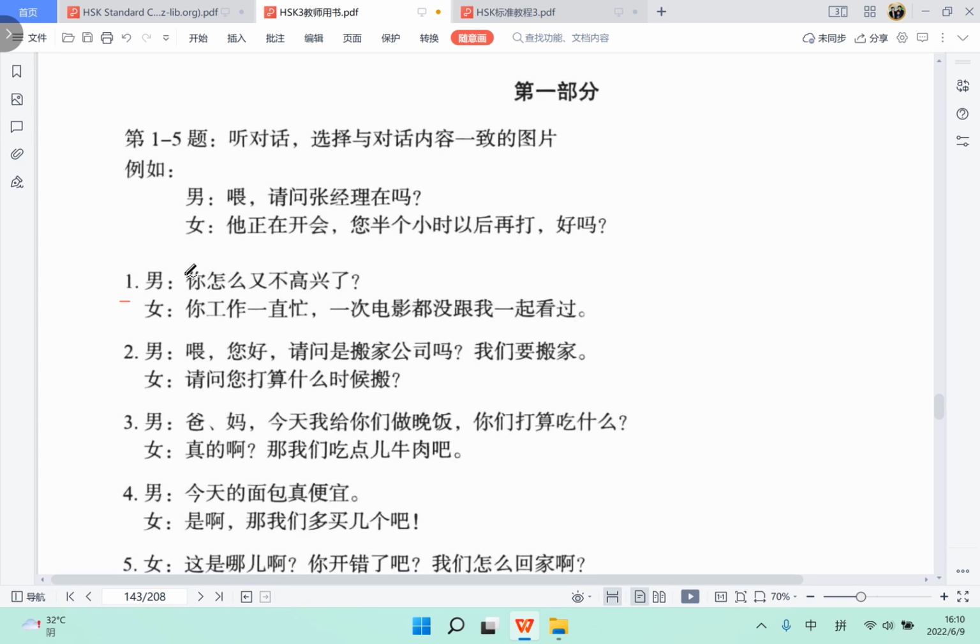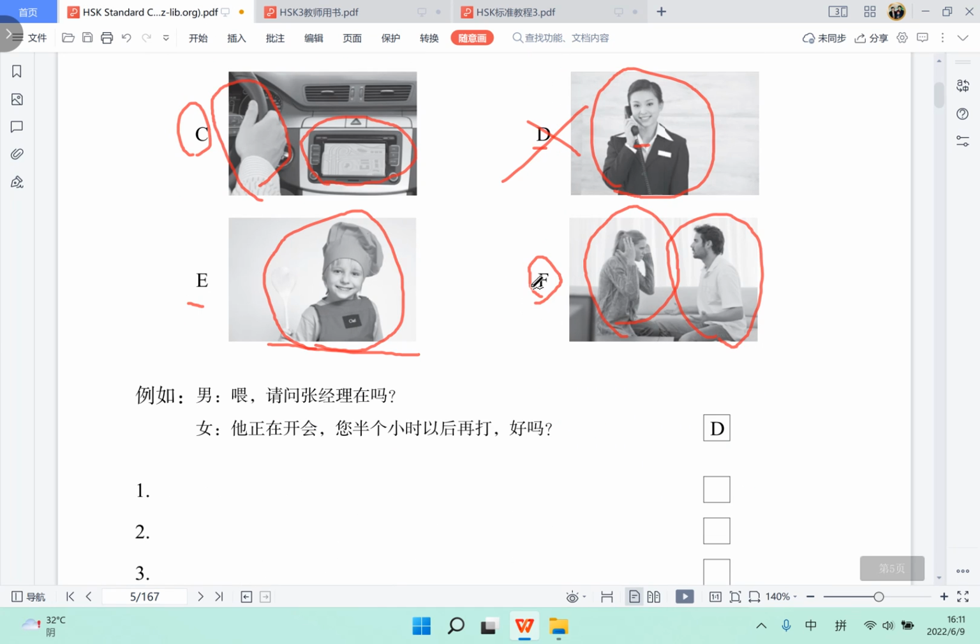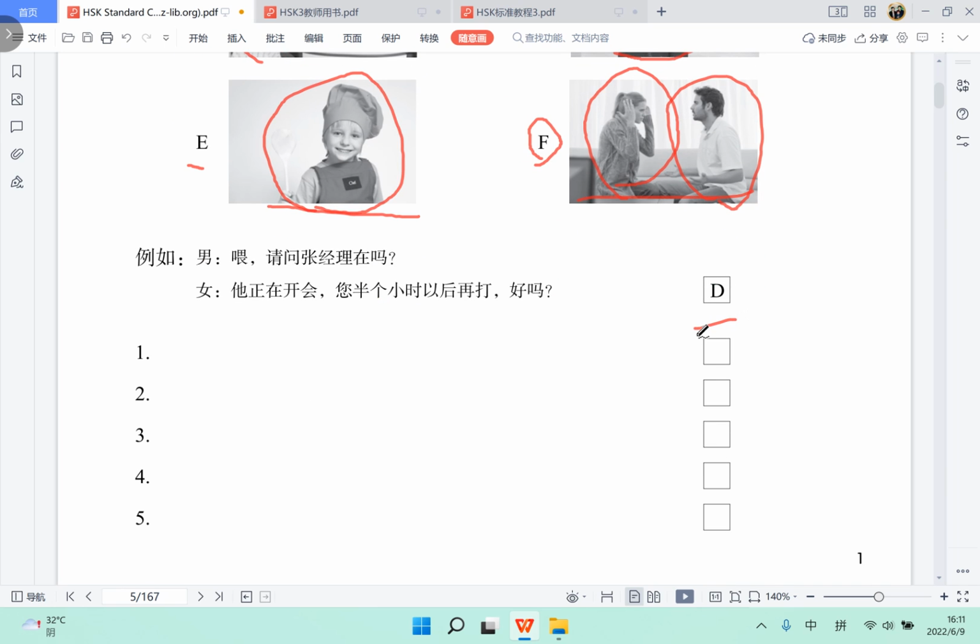First one, 你怎么又不高兴了？ Why are you unhappy again? And the reply, 你工作一直忙, 一直 means always, a new word. 一次电影都没跟我一起看过. So you haven't watched a movie with me even one time, right? 一起 together, 跟我 with me. We have learned the 一...没 pattern with 都, which means complete negation of the situation. So 不高兴, unhappy, F.